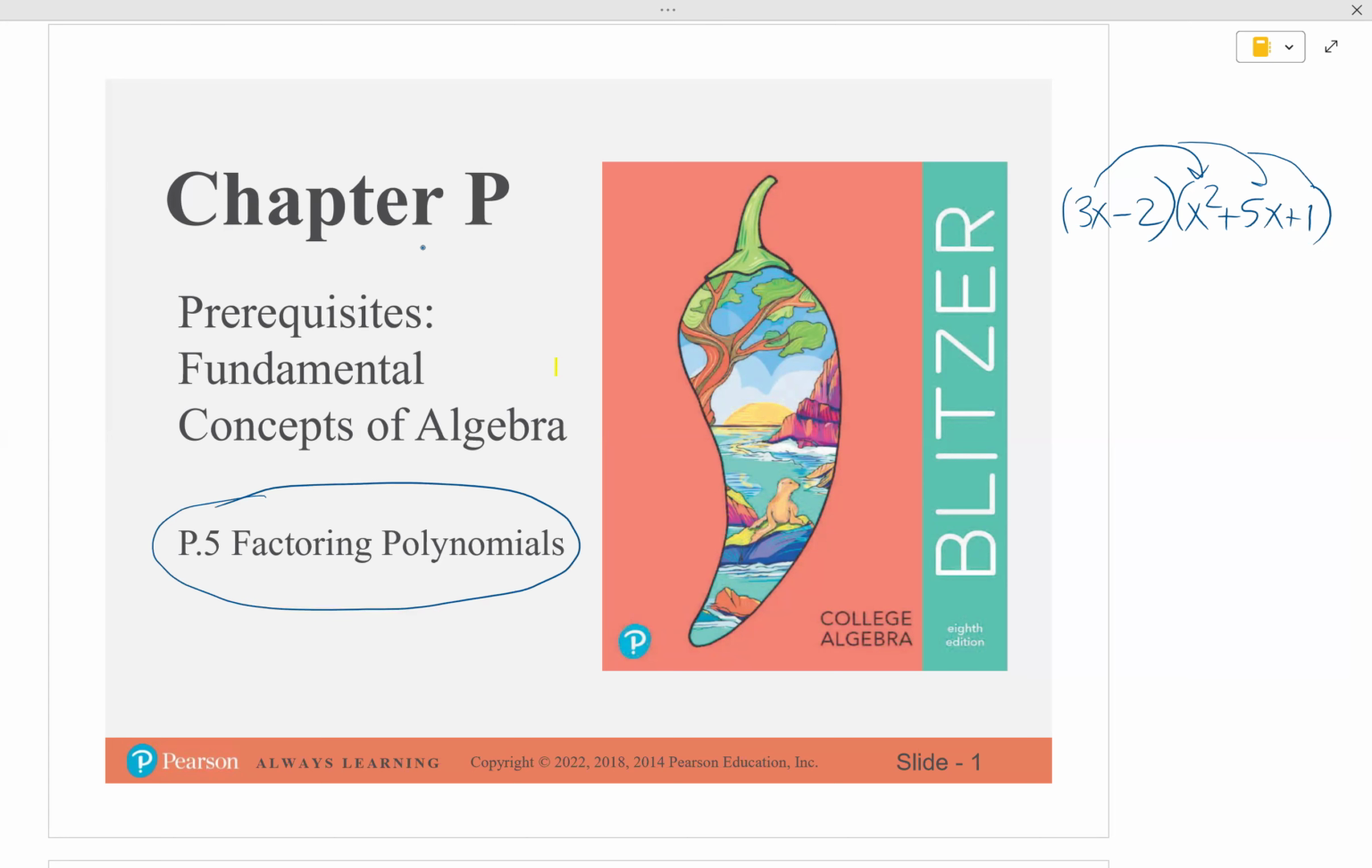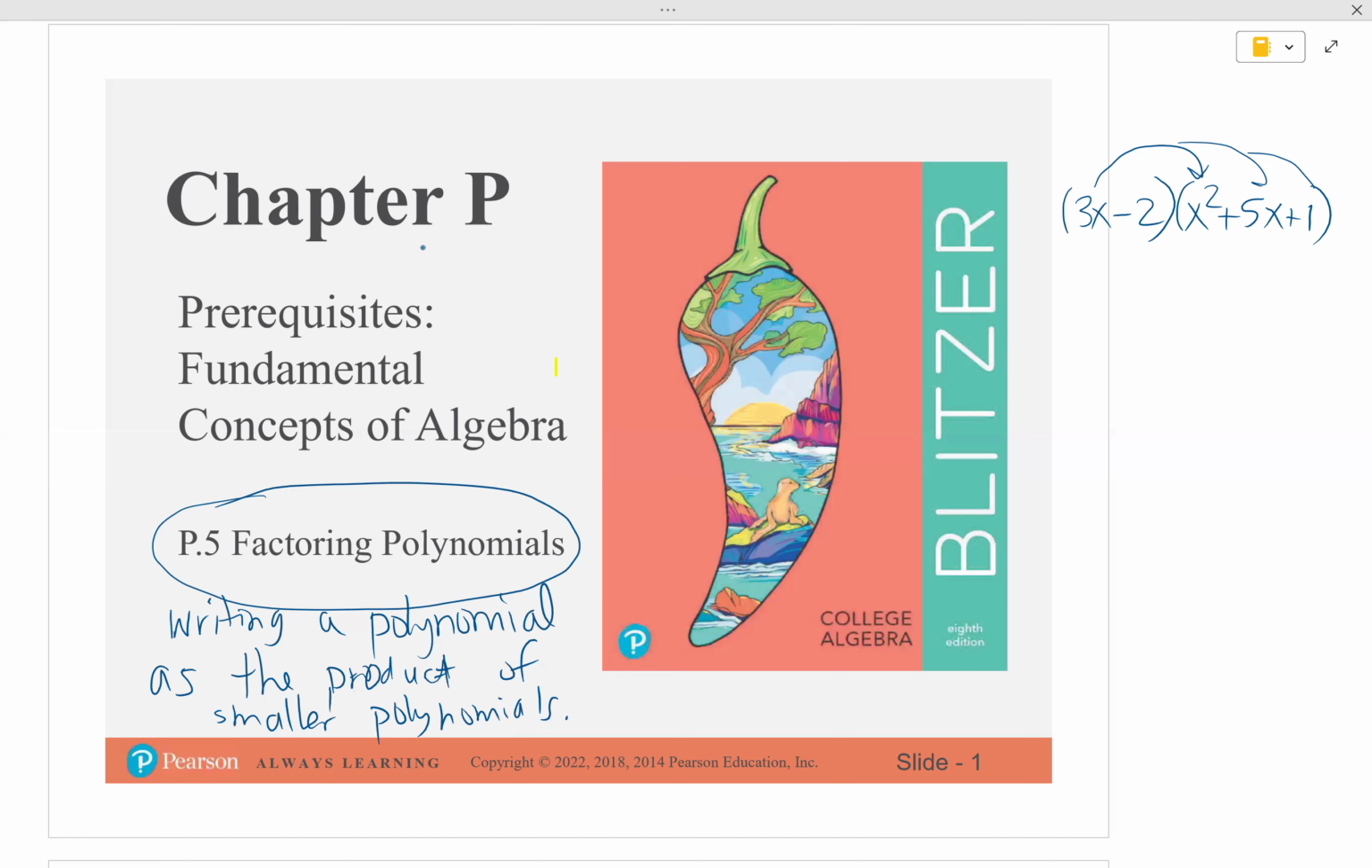This is writing a polynomial as the product of smaller polynomials. And remember, product means two things that multiply together.